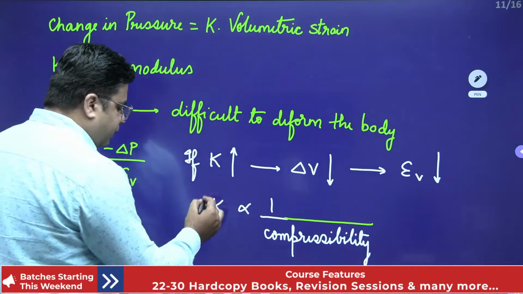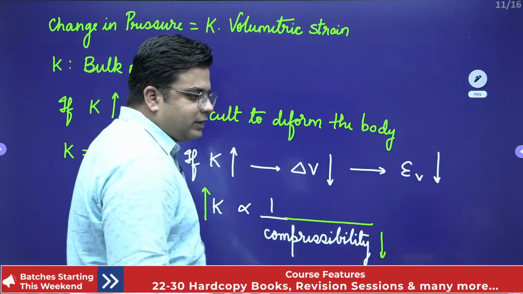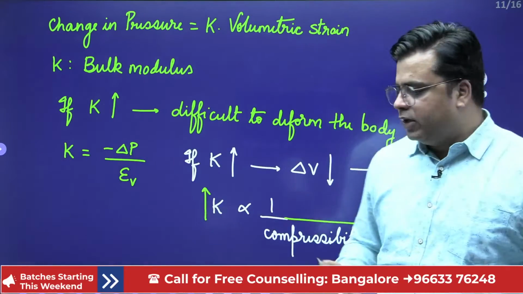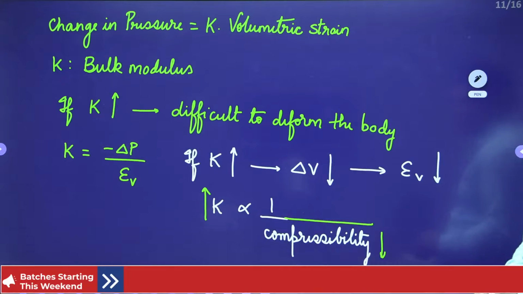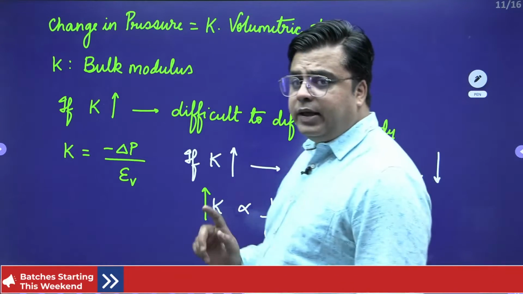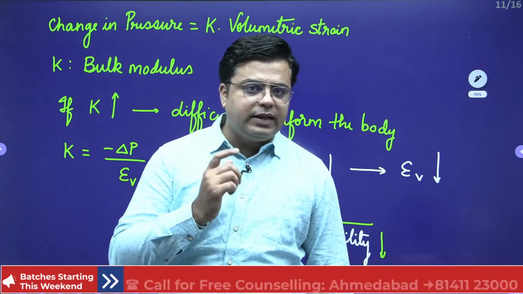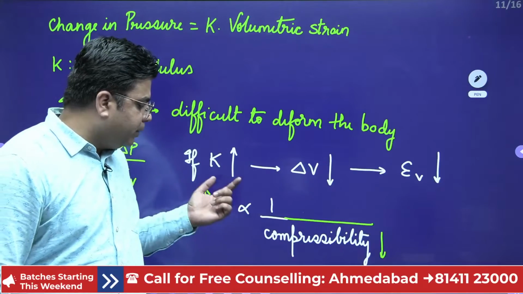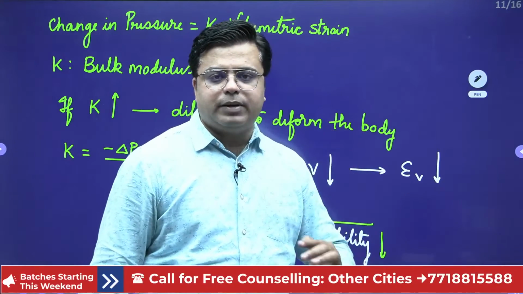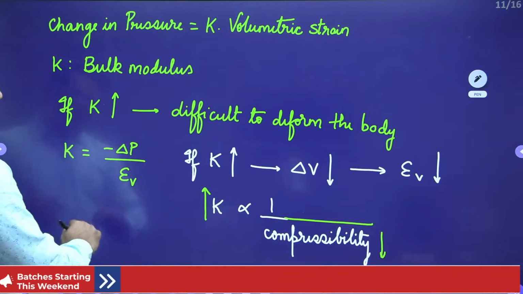More the bulk modulus, less the compressibility. Less the bulk modulus, more the compressibility. So you can keep a check on this relation also. So what is the relation between bulk modulus and compressibility? They are inversely related. And inversely related means that if the body has more bulk modulus, it is going to have less compressibility. Okay. So this is how all the three things are related.